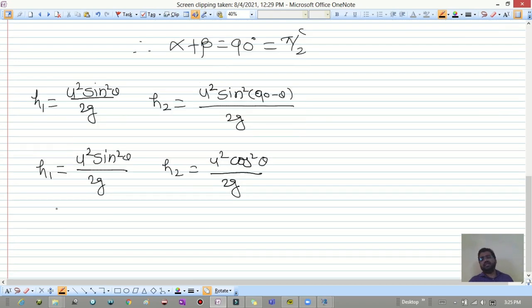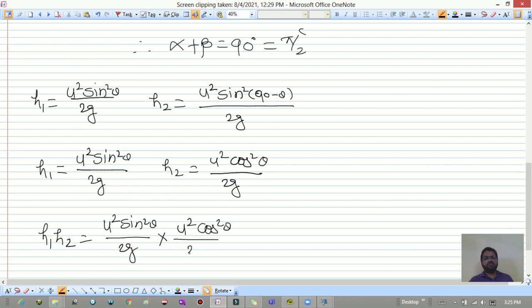Now if you just multiply these two, you will get h1 into h2 is equal to u squared sine squared theta divided by 2g into u squared cos squared theta divided by 2g. So which is equal to u to the power 4 sine squared theta into cos squared theta divided by 4g squared.